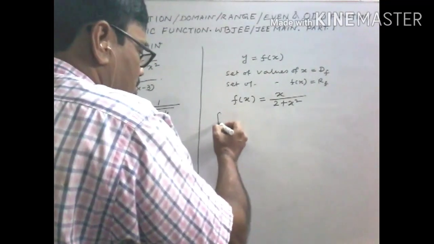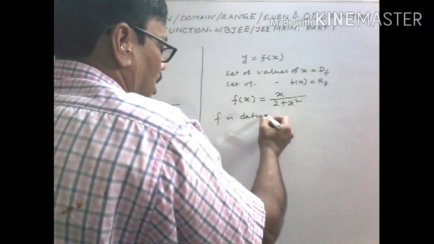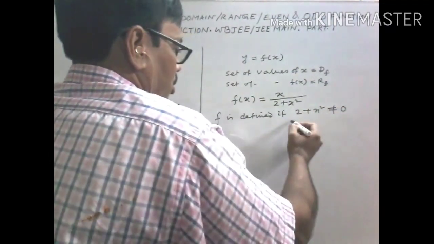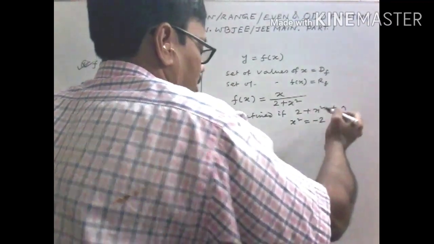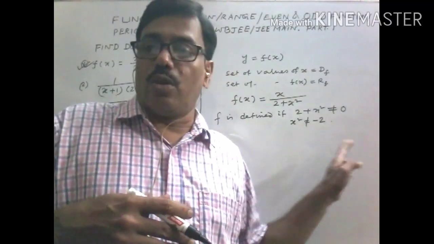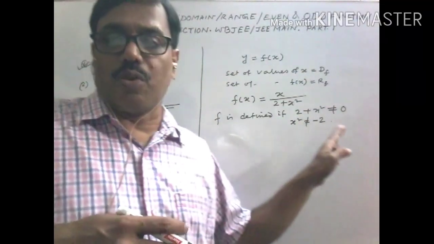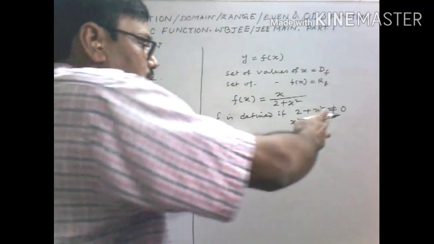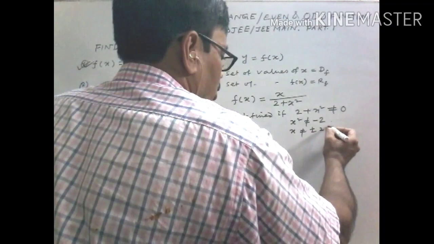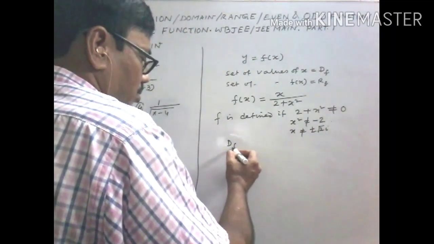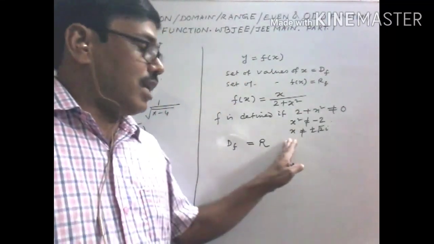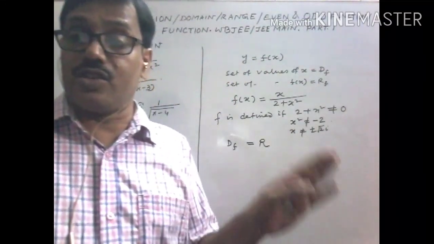So f is defined if 2 plus x square not equals to 0. So x square not equals to minus 2. The square of a real number is always positive, but here it is negative. So what we are getting is x not equal to plus minus root 2 i. So what is Df? Df equals R minus those values of x if x is real.